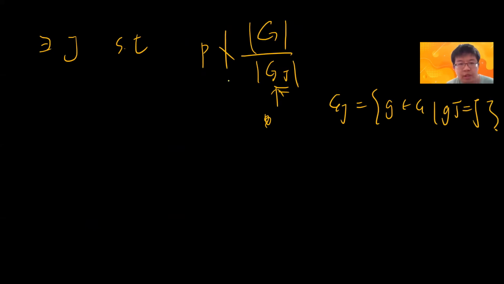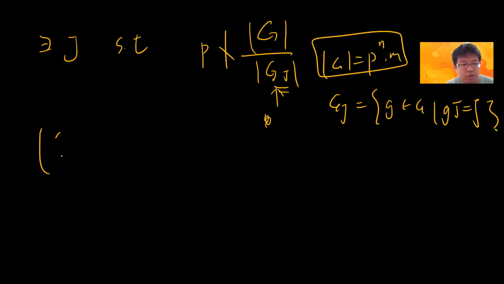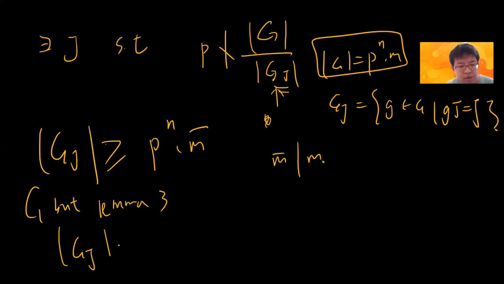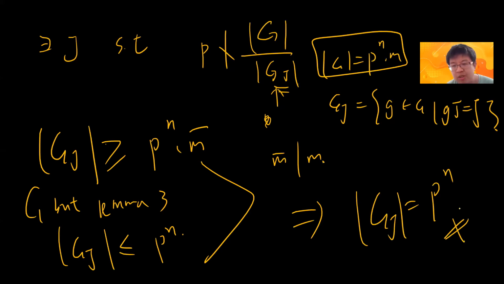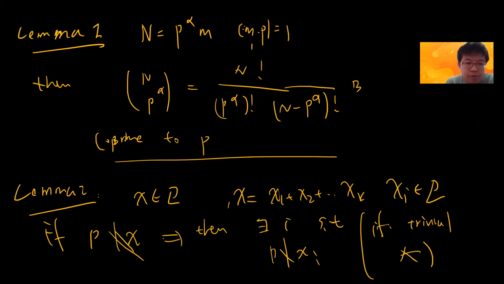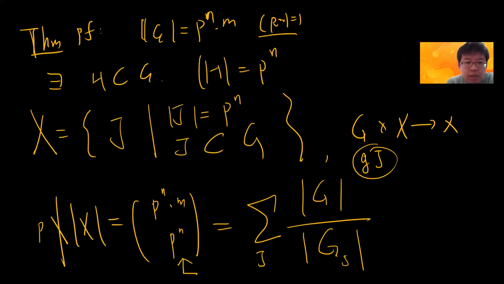The problem is that G_J is a subgroup of G and p does not divide this index. Since |G| is p^n m, G_J must be greater or equal to p^n times something called m bar, where m bar is divisible by m. But by lemma 3, G_J is at most p^n. Combining these two, the only option for G_J is p^n. So G_J is a subgroup, and this is what we want. This is the Sylow p-group. This is the first proof, and you need 3 lemmas to get this answer.